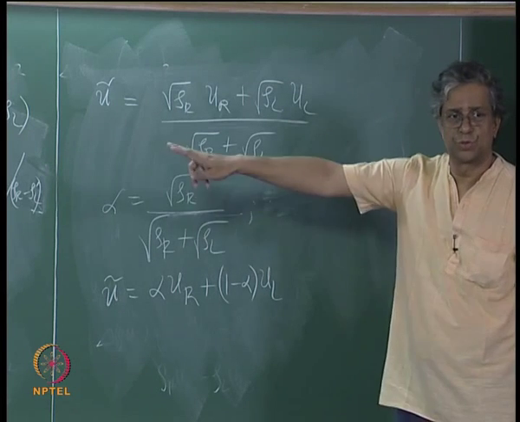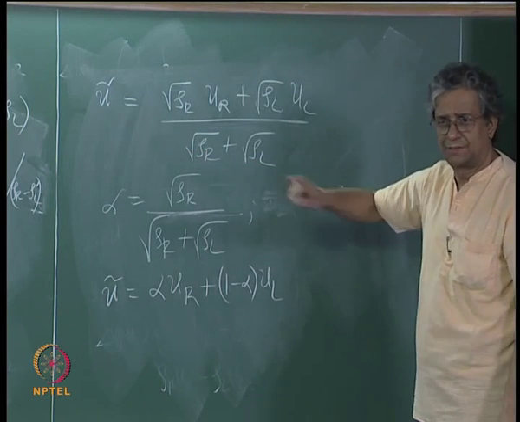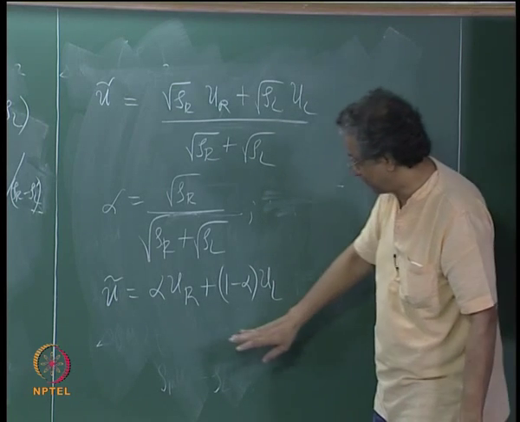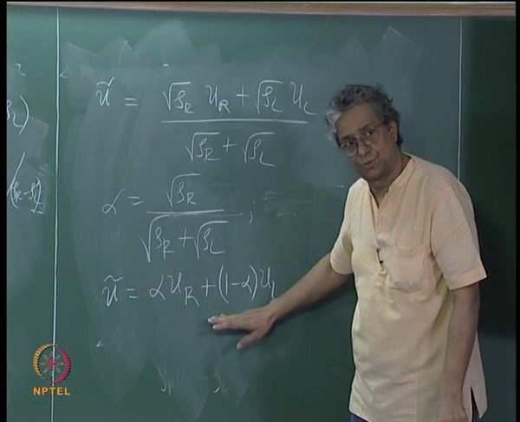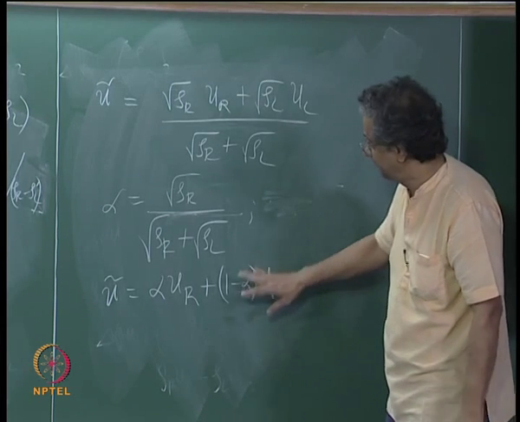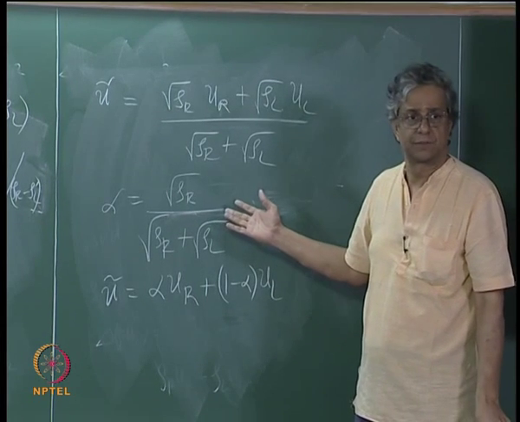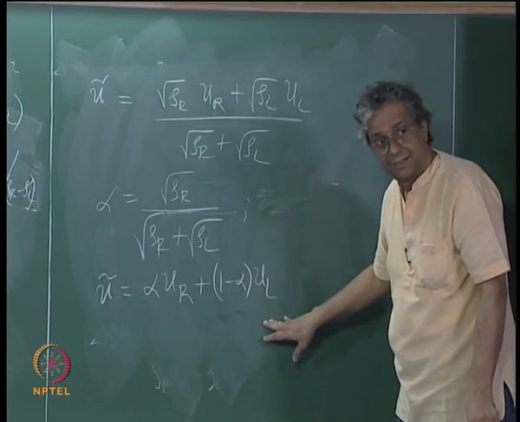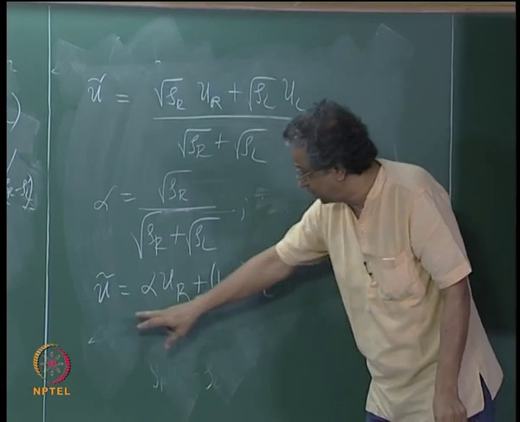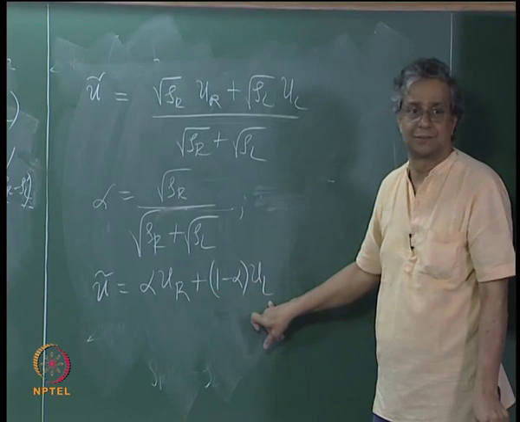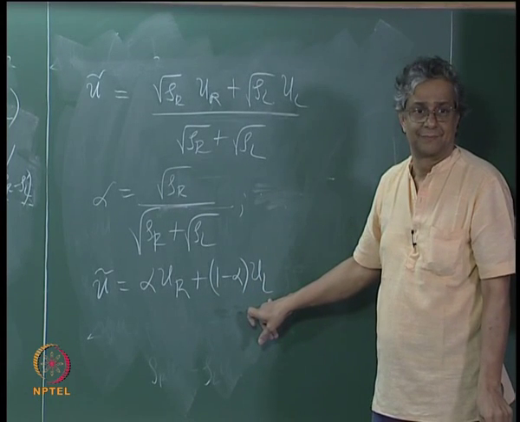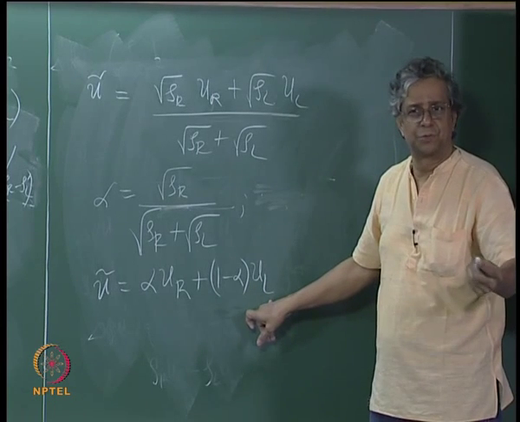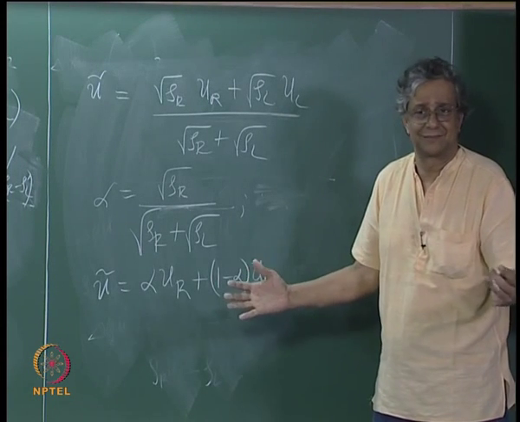I want you to follow through on the positive root, because I do not have enough time to do it right now. I want you to understand how to look at that positive root in this context. Alpha is clearly between 0 and 1. You understand? So this is truly a linear combination, and because alpha is between 0 and 1, u tilde will be between u r and u l, okay. You will go through the positive root and be able to reason that out. Am I making sense?